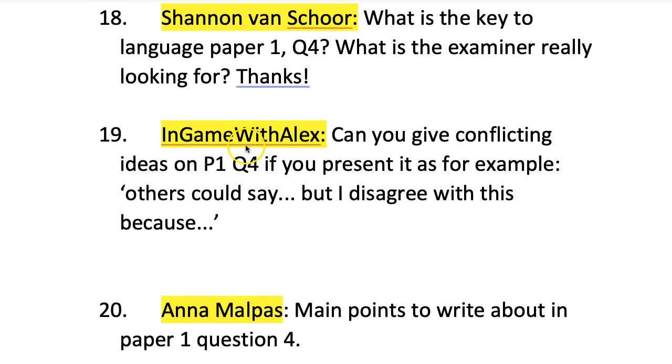In Game with Alex says, can you have conflicting ideas? Yes, you can. But you can't just say, I can't decide whether I agree with this opinion, it could be this, it could be that. You have to have an ultimate opinion as to whether you mostly agree or mostly disagree. And this phrase, others could say, but I disagree with this because, is actually really useful. So well done, In Game with Alex. A really good, useful phrase for students to use.